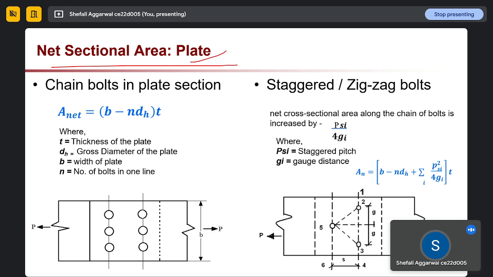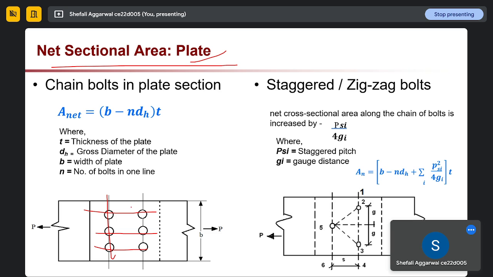So the first thing we will see is the case of plates only. This week we have done only plates. We are checking two types of plate section. First is chain bolts or staggered bolts. Chain bolts means all the bolts are lying in the same sections one after the other, and staggered means they are not lying like this. This is the chain.